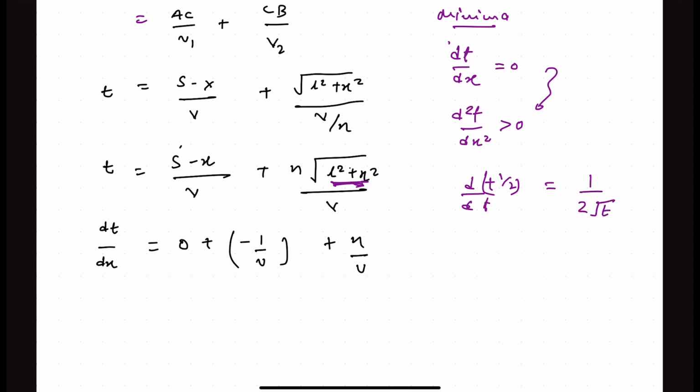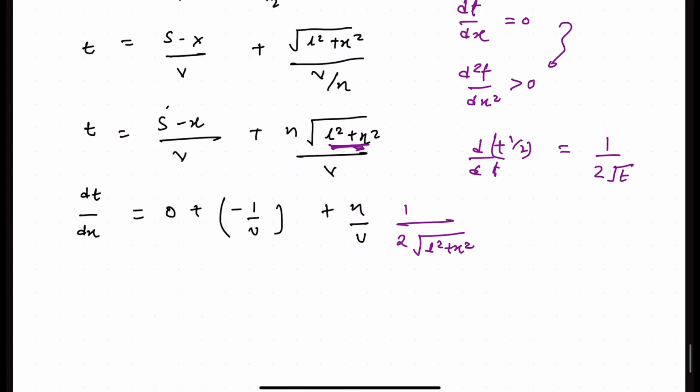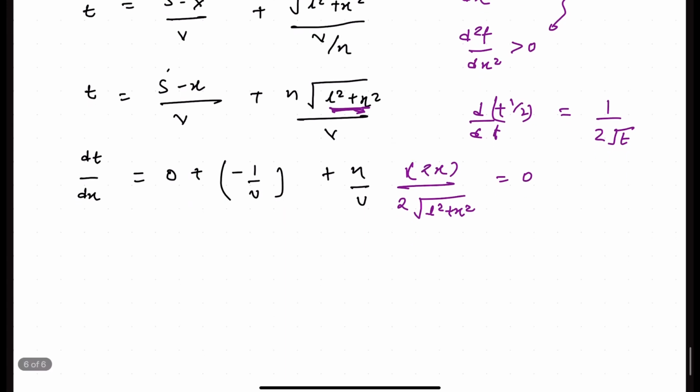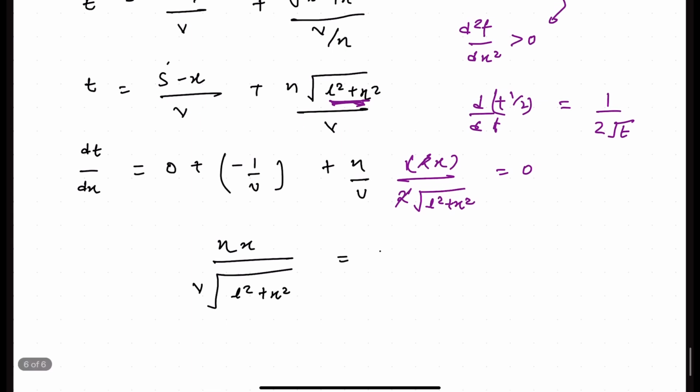Here t is our √(L² + x²). So the differentiation will be 1 divided by 2√(L² + x²). And then the differentiation of x², which is L² + x², is 2x. So 2 times x, equate it to 0. Here the 2 and 2 cancel out, and we are getting that θx divided by √(L² + x²) is equal to 1 by v.